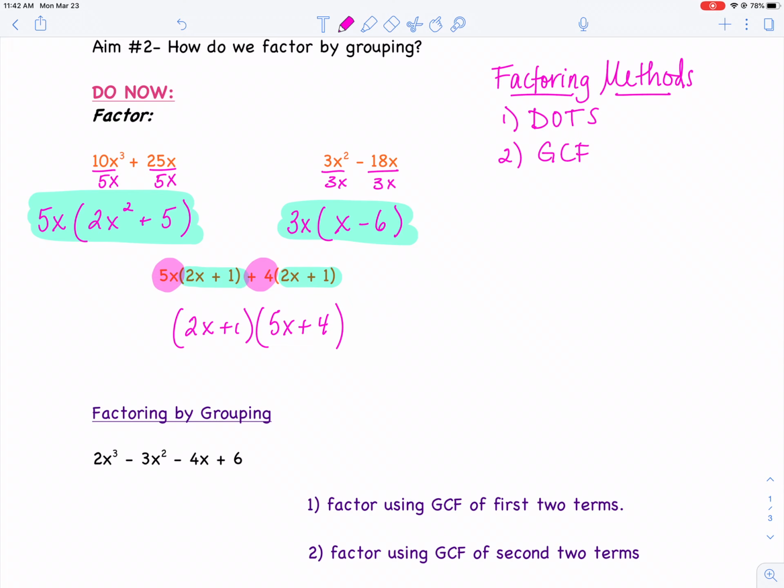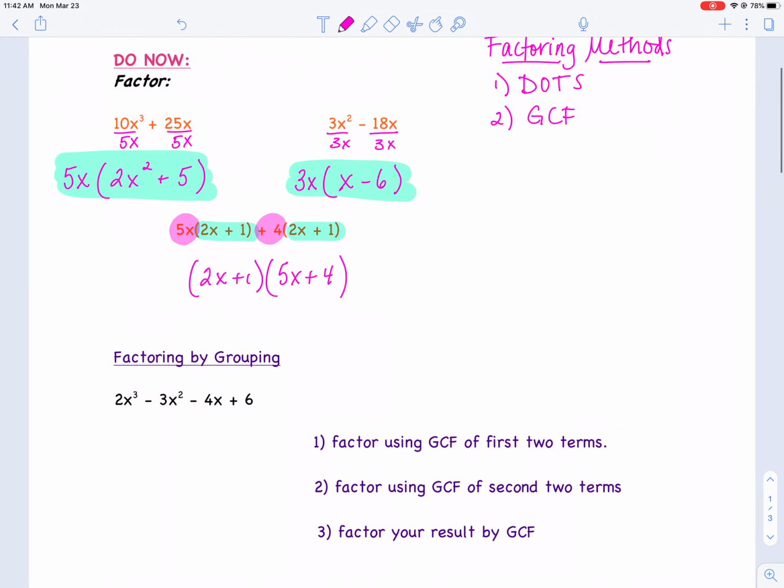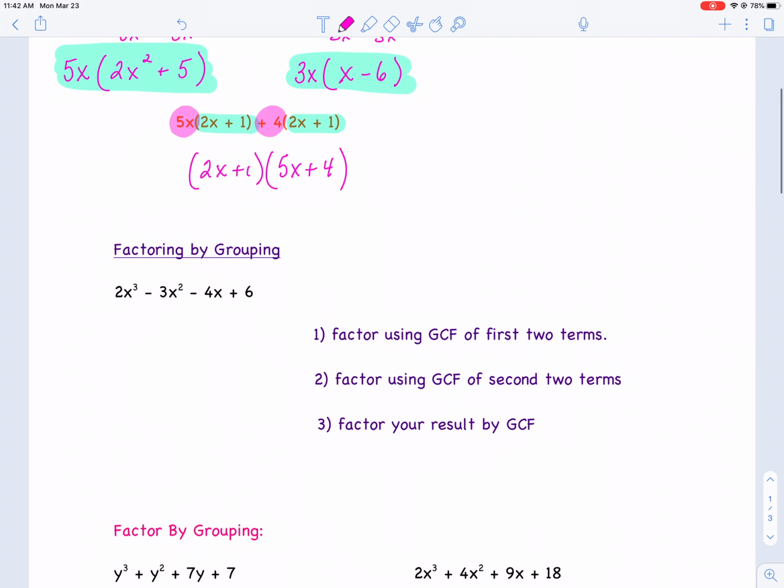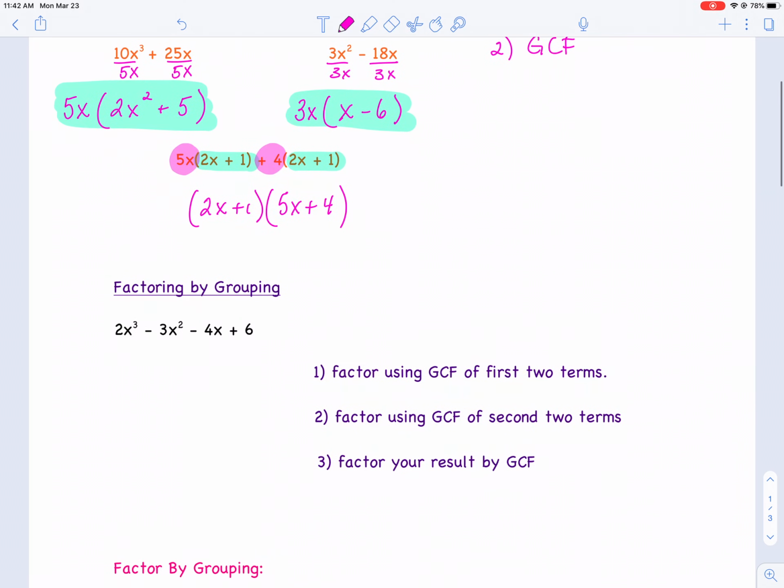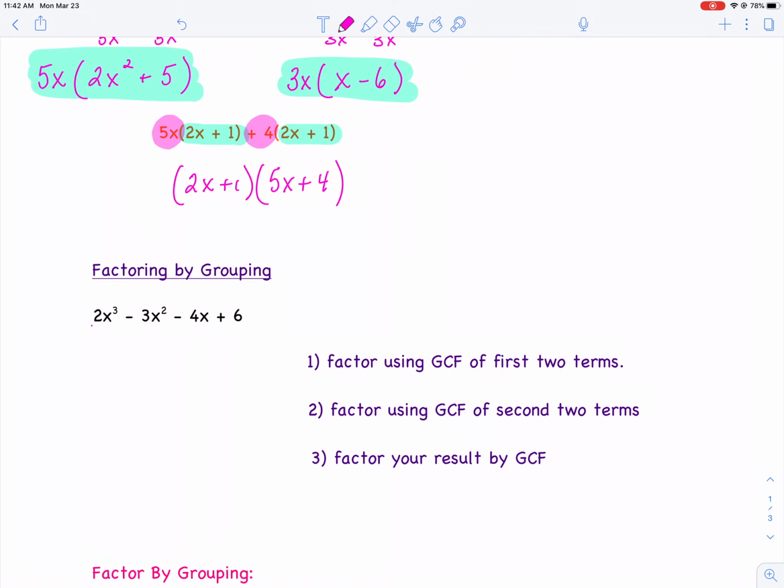Okay? So today we are going to learn how to factor by grouping. Factor by grouping is going to look very similar to that last example we just did. But if you notice, I have your steps on the side. You're going to factor using GCF for the first two terms. So you're going to factor these first two terms together. I like to say I'm going to group them together. And then you're going to factor the second two terms by GCF and group them together.